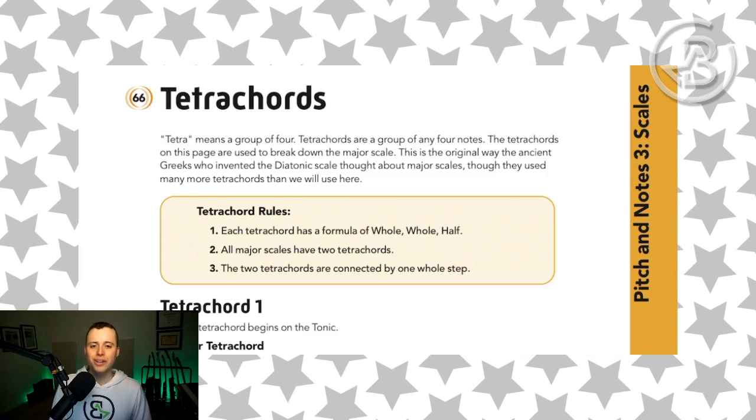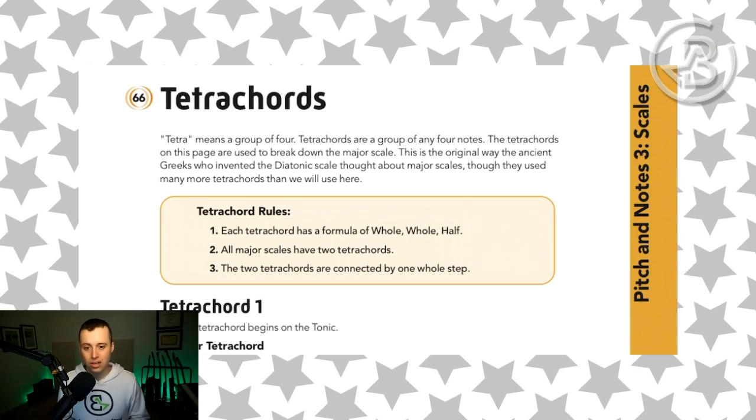In this lesson, we are going to be talking about tetrachords. Now, you may remember back when we first started talking about the major scale, I said that diatonic actually means 2 tetrachords connected by a whole step. Whoa! We're going to break that down and see what all that actually means. So, tetra means 4, and a tetrachord is a group of 4 notes. So 4 notes in a row, just any 4 notes.